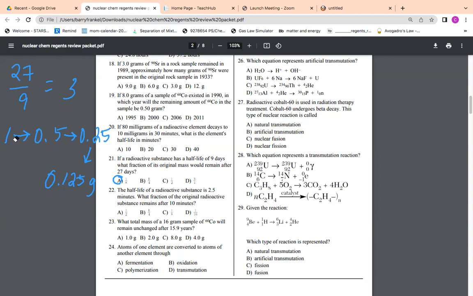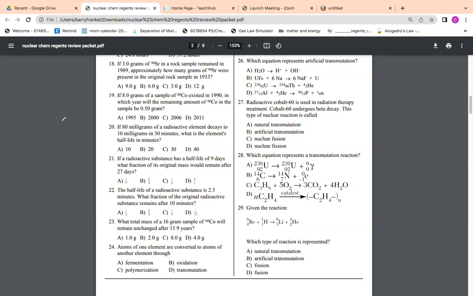And again, these fractions apply for any isotope at all. So any isotope after 3 half-life periods, you'll have 1/8 of what you started with. If you went through 4 half-life periods, you'd end up with 1/16, so on and so forth.